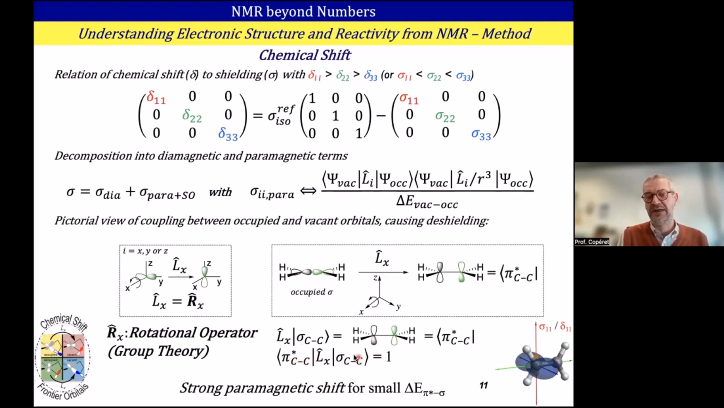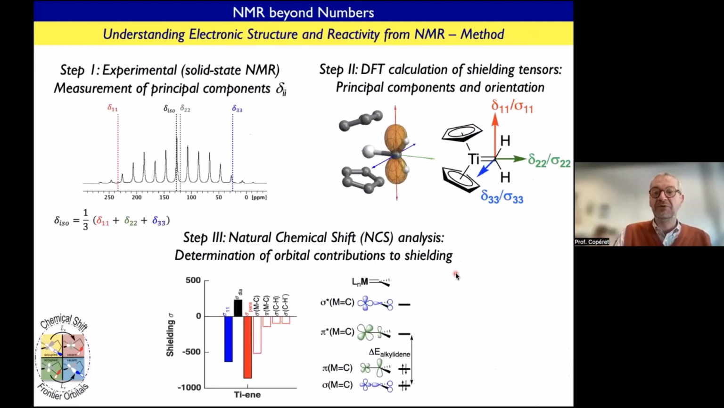If the symmetry of these two orbitals is compatible with the Lx operator, you will have an integral of 1. And if the difference of energy is small, you will have a large value. And this is actually what is happening in ethylene. Ethylene is de-shielded compared to a classical alkane, just because you have a small difference of energy between occupied and vacant orbitals of the right symmetry. And in the case of p orbitals, they have to be orthogonal to each other and orthogonal to your operator.